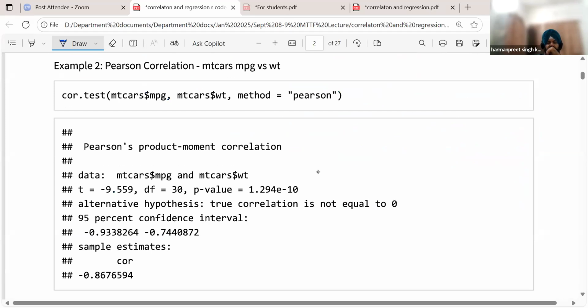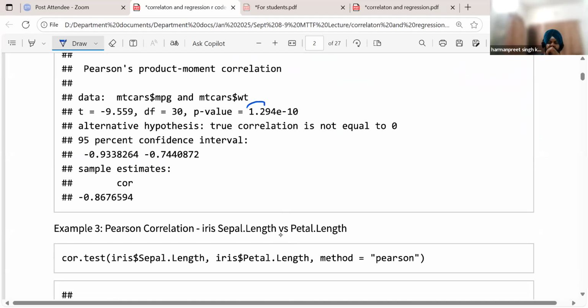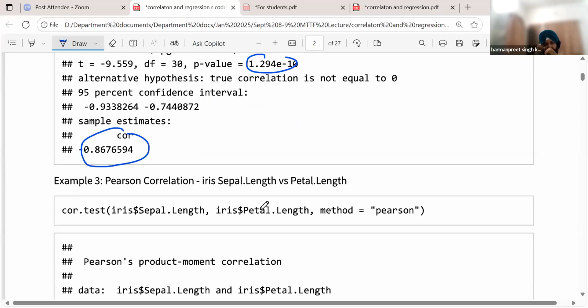Again, we want to do another example in which we see the correlation between mileage per gallon and the weight of the car. Again, we derive the same thing. They are coming significant, and the correlation coefficient is very strongly negative. In the same manner, I have taken examples from different data sets that are inbuilt in our programming, so there's no requirement to go here and there.